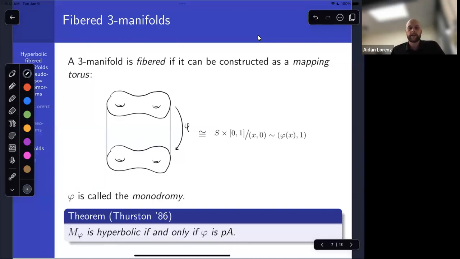It's called fibered because, when you do that construction, you wind up with a 3 manifold, and there's a map from that 3 manifold to the circle S1, where the fibers, the preimages of points, are all homeomorphic to the surface you started with. The gluing map is called the monodromy, and there's a famous theorem of Thurston's, part of his whole geometrization program, which says that the 3 manifold that you wind up with is hyperbolic if and only if the monodromy is pseudo-Anosov. So that's the link between these hyperbolic fibered 3 manifolds and pseudo-Anosov homeomorphisms.